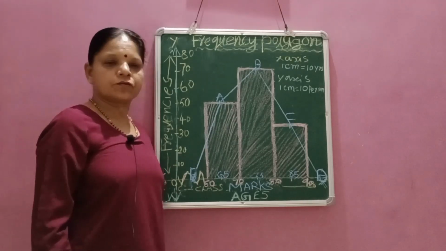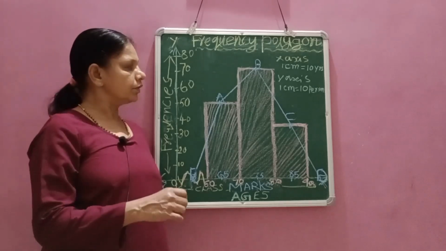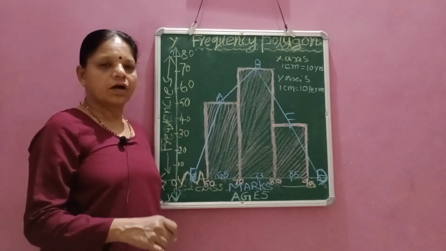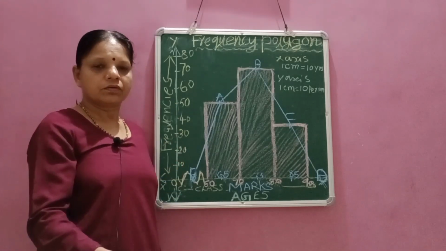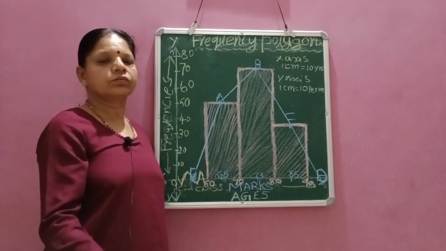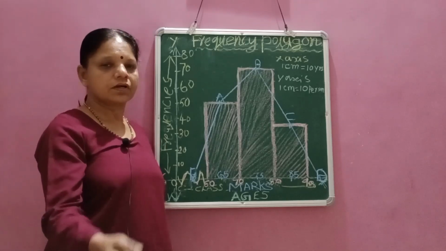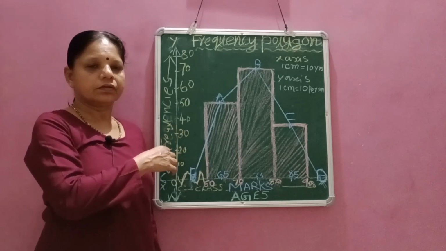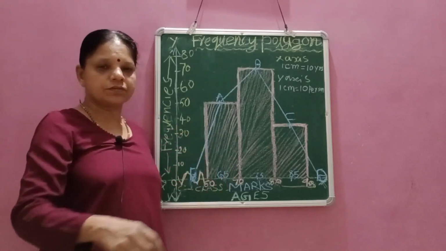the frequency corresponding to the class mark, and join the points, and the first point and last point you have to join to the x-axis, the midpoint of the next class and the midpoint of the previous class. So here there is a frequency polygon.